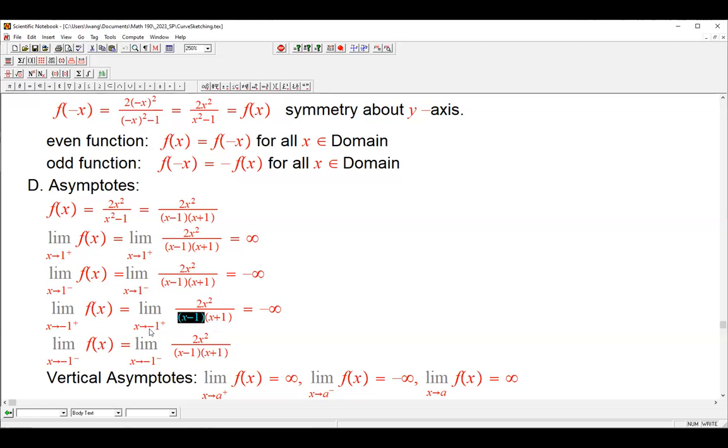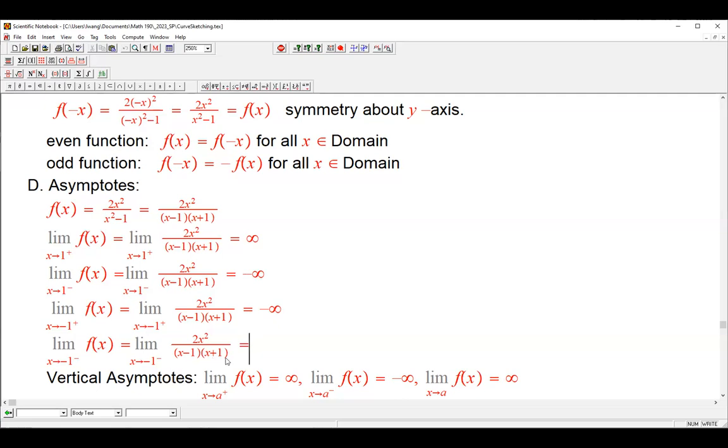And this piece, as x approaching negative 1 from larger than negative 1. If it's larger than negative 1, you're thinking of negative 0.9, negative 0.99. So this piece is positive. So the whole thing is negative. That's why approaching negative infinity.